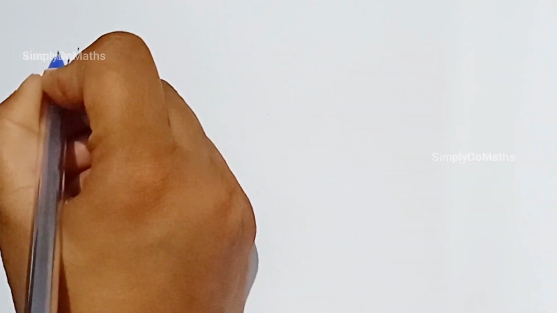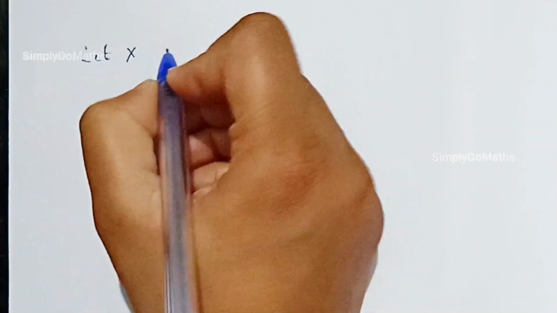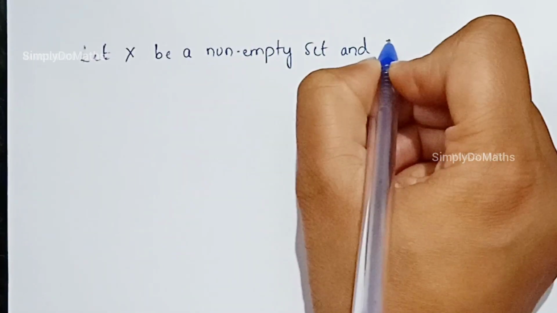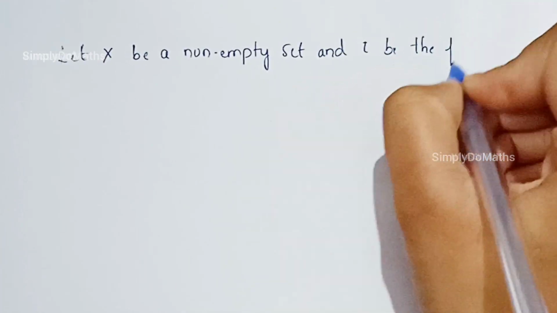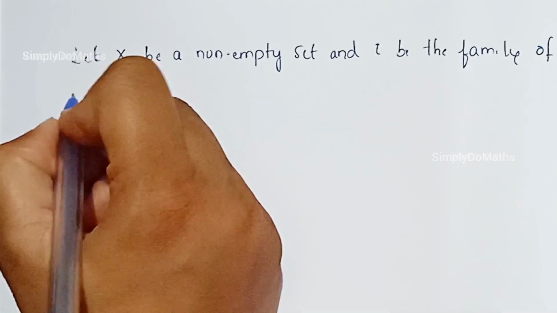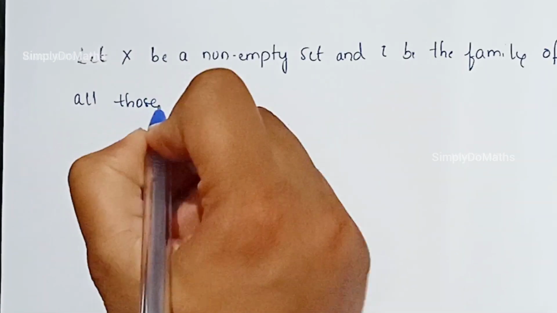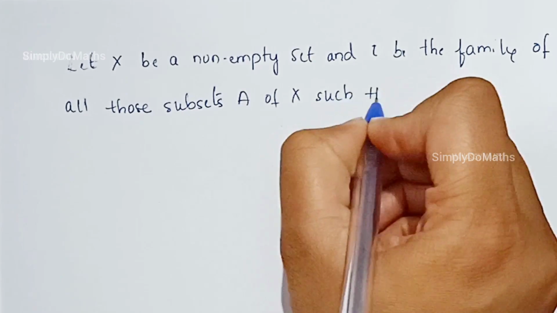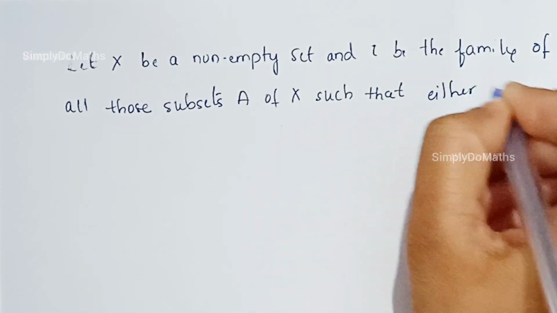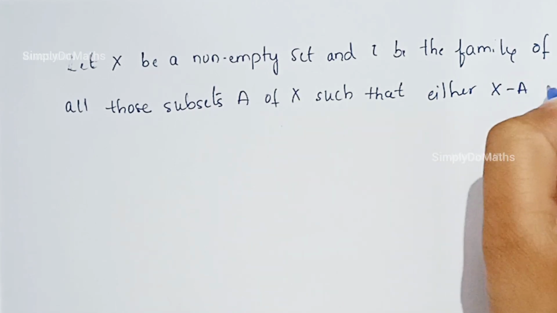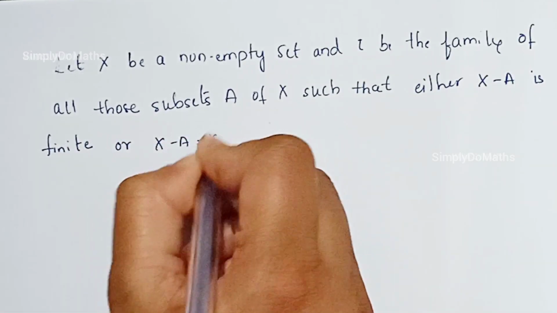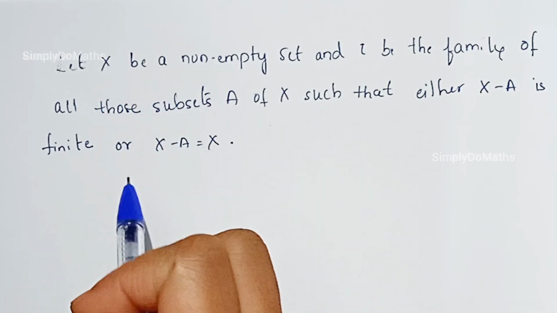Let us consider one example. Let capital X be a non-empty set and tau be the family of all those subsets capital A of X such that either capital X minus A is finite or capital X minus A equal to X. Let us find the meaning of this statement.